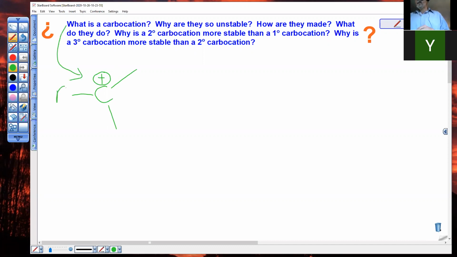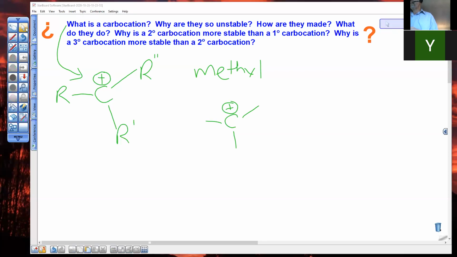These can be carbon groups or hydrogens. So we could have a methyl carbocation, where those are all hydrogens. Oops. Okay. All having the Monday yips here. Here we go. Methyl carbocation.